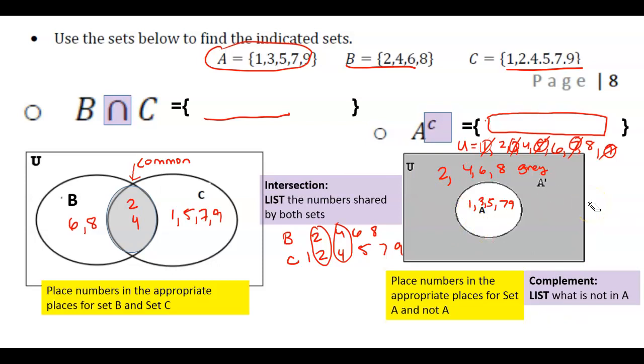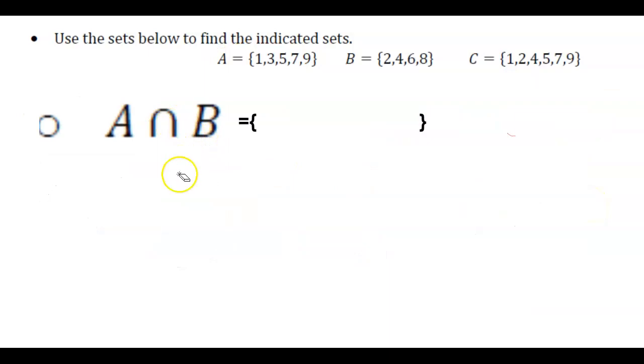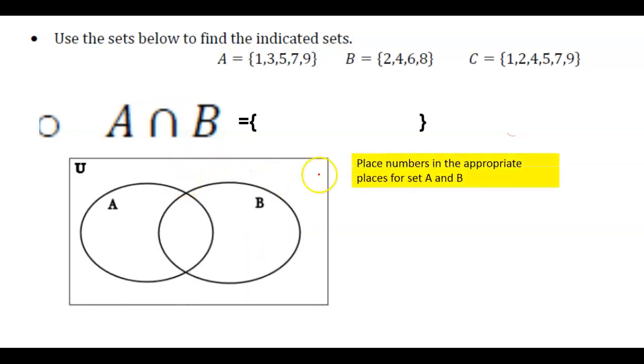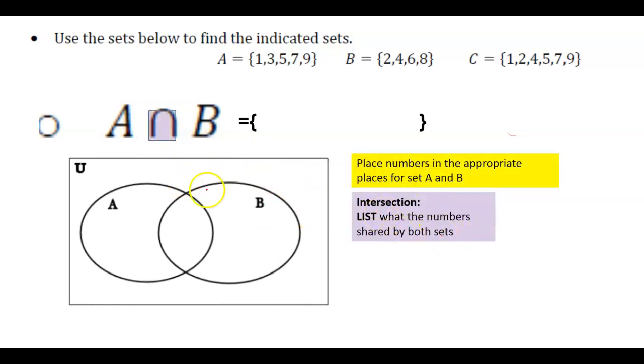All right, going on. Now we're going to find what is in the middle for both. So let's place the numbers for A and B. And remember, it's what they both share, essentially what would be in the middle. So let's go ahead and compare. A would be 1, 3, 5, 7, 9. B would be 2, 4, 6, 8. Hey! They don't have anything in common.